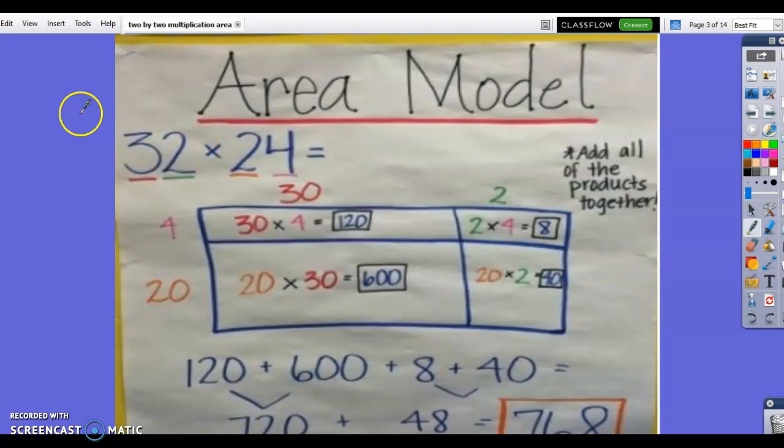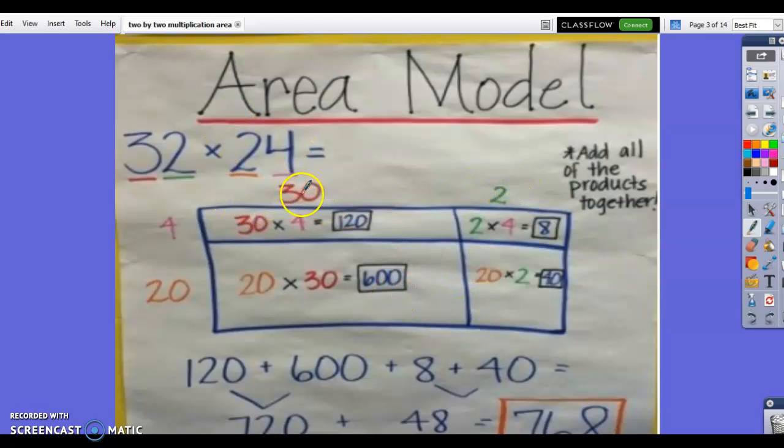In your notes, I want you to copy down this anchor chart. There is the example of 32 times 24. Remember to draw your rectangle out, divide it into fourths, and you're going to separate the first value. You can go 20 and 4 or 4 and 20. Remember, it doesn't matter where they go or what order you put them in, but I would put it 20 and 4 and then 30 and 2.